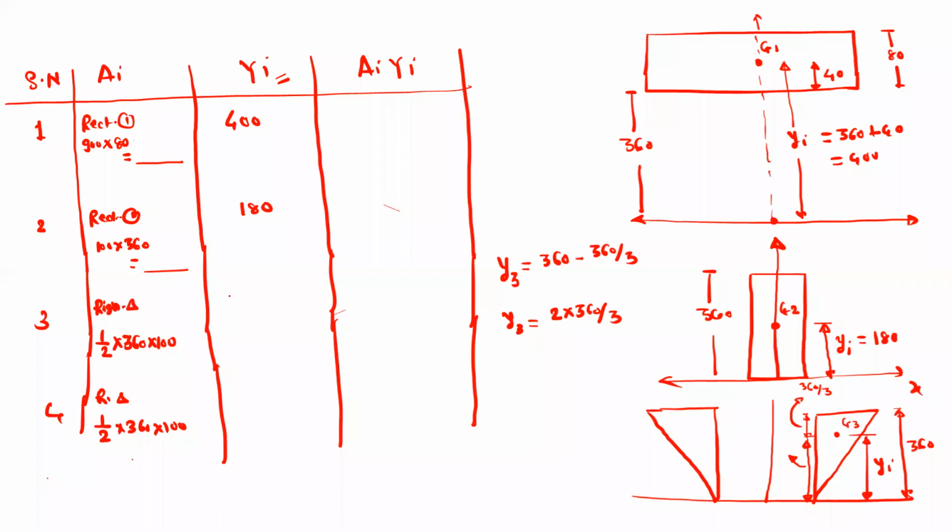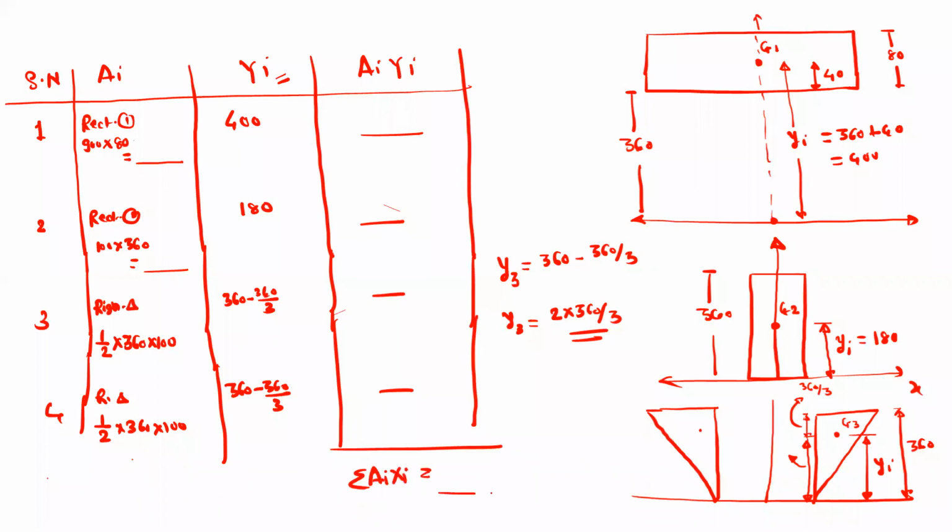So right there, this is 360 minus 360 by 3. So finally we get the same answer, 2 by 3 of 360. And for the last right angle triangle, yi is the same. Okay. And then find out this product. Get this summation AiXi and get this summation of area. Okay. And then find out the y coordinate. That is the y coordinate.